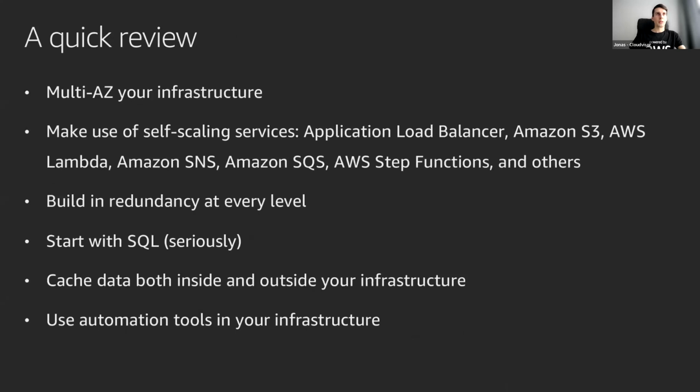So to quickly review, we made our multi-AZ infrastructure. We're using self-scaling services, which are fully managed, like application load balancers, S3, Lambdas, SNS, SQS, AWS Step Functions, and others. We have redundancy built in. We have started with SQL and then later improved it with shifting some load to NoSQL. As well, we can actually work more with SQL and apply those two principles that I covered in the previous slide. We're caching data both inside and outside, and using our automation tools in our infrastructure, such as infrastructure as code or Systems Manager.